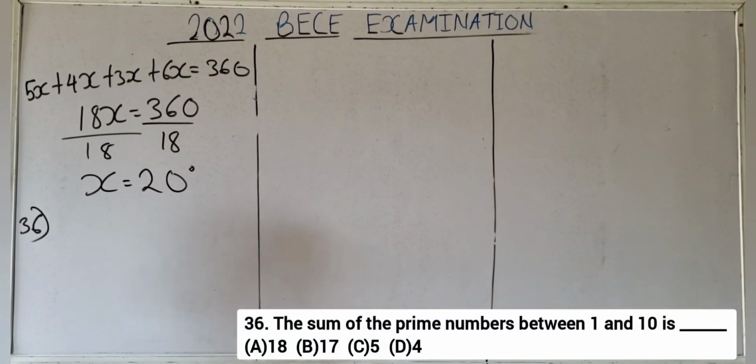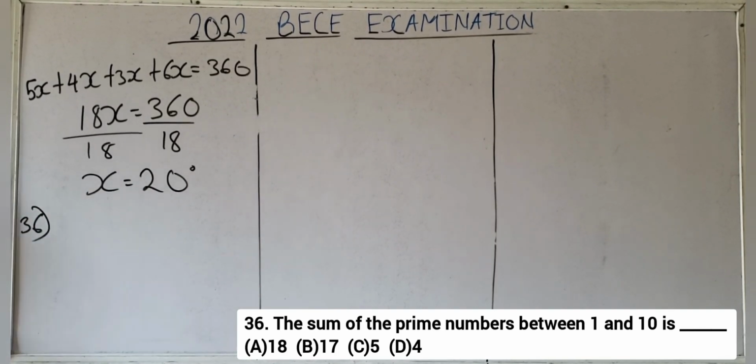The sum of the prime numbers between 1 and 10 is dash. A 18, B 17, C 5, D 4. Now, what are prime numbers? Prime numbers are numbers that are divisible by 1 and itself without a remainder. Before we can consider a number as a prime number, that number must be divisible by 1, and that number must be divisible by itself. That means that a prime number has 2 factors. Okay, so now let us start.